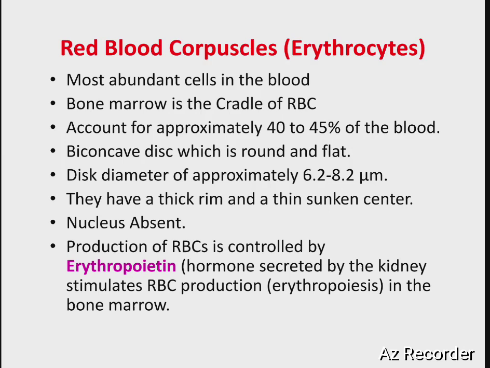otherwise called erythrocytes. RBC is the most abundant cell in the blood. Bone marrow is called the cradle of RBC, where RBC is produced, which accounts for approximately 40 to 45% of your blood.